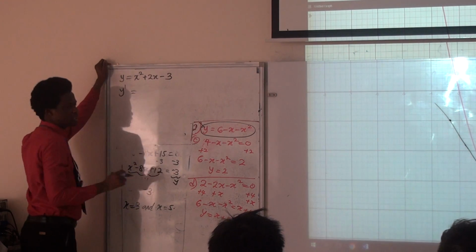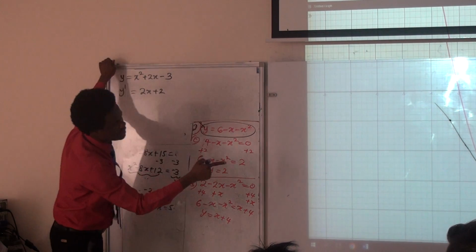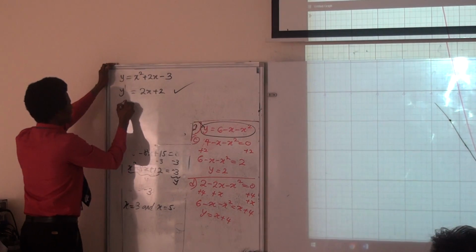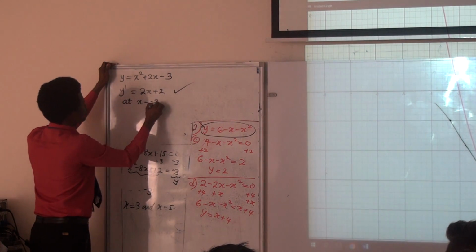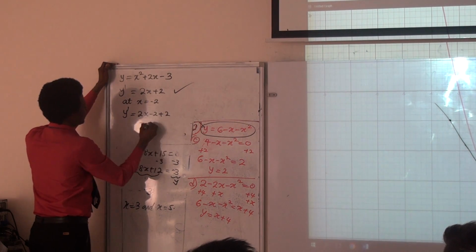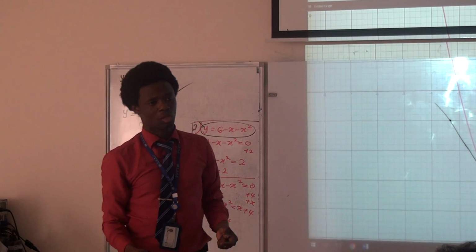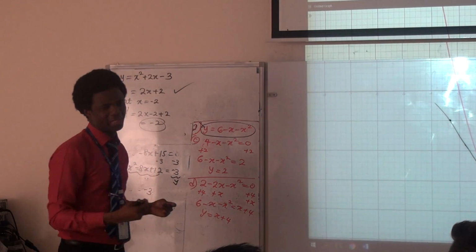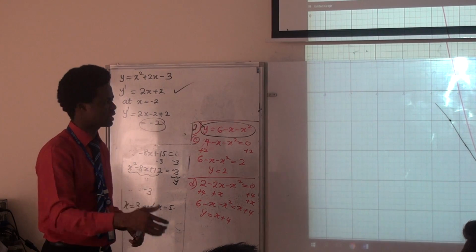Okay, so if I differentiate, I get 2x plus 2. This is the gradient at any point. So at x equals what? Negative 2. My gradient will be 2 times negative 2 plus 2, and that's negative 2. So your answer should be close to negative 2, or exactly negative 2. We call this differentiation. You learn it in calculus later. That is how you find the gradient without touching the graph. Once you know the equation, you can know the gradient of the curve at any point.